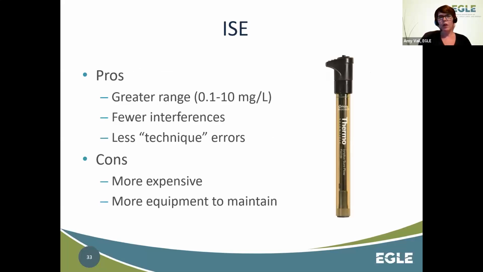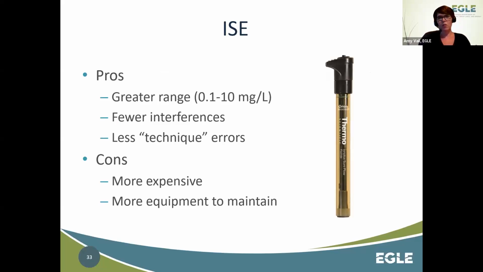Some of the good things about the ISE probe: you get a better range with this than the SPADNS method, because the SPADNS method can really only read to 2 milligrams per liter, and anything above that you have to dilute the sample. So this one gives you a better range. There are fewer interferences, because the SPADNS method has some common things, iron, aluminum, sulfate, phosphate, that we can see in water that interfere with that one. And with this one, you're pretty much putting a probe in the water and getting a reading.